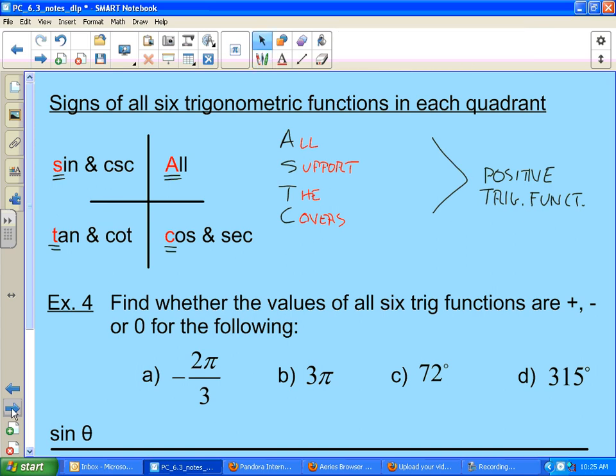So in quadrant 2, sine and cosecant are the only things that are positive. Cosines, secants, tangents, cotangents, they are negative. Quadrant 3, the only thing positive is tangent and cotangent, and so on. So remember this ASTC thing, and we use it a lot, so we've got to get familiar with it. It helps me know where I'm going to be positive.